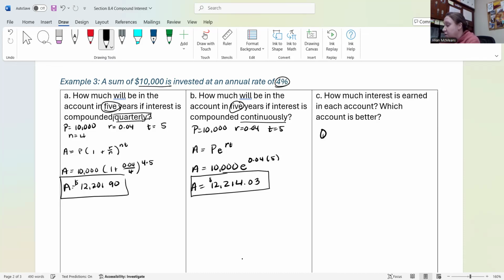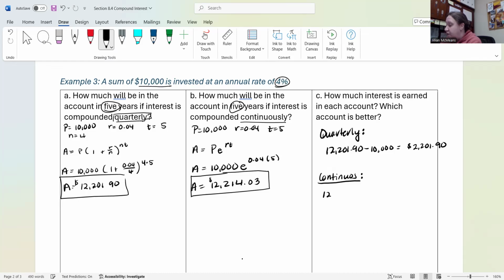So let's do the quarterly account. Remember, to calculate interest, we take the future value, we subtract the principal or the present value, which was 10,000. So in the account where interest was compounded quarterly, we earned $2,201.90.